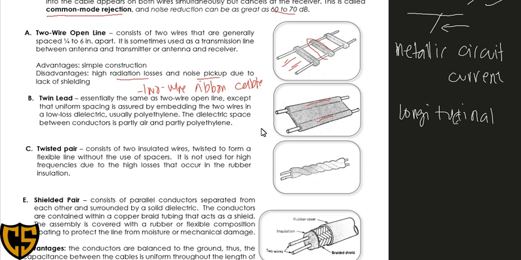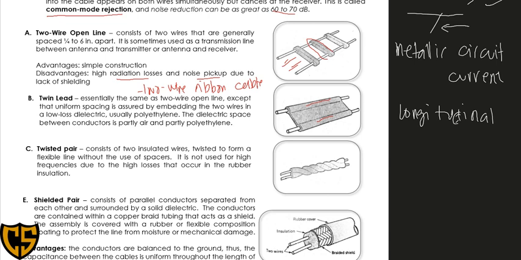Next, third, we have a shielded pair. So shielded pair, it consists of parallel nga conductors separated from each other and surrounded by a shield. So twisted pair consists of two insulated wires twisted to form a flexible line without the use of spacers. It is not used for high frequency due to the high losses that occur in the rubber nga insulation. So, shielded or twisted pair.